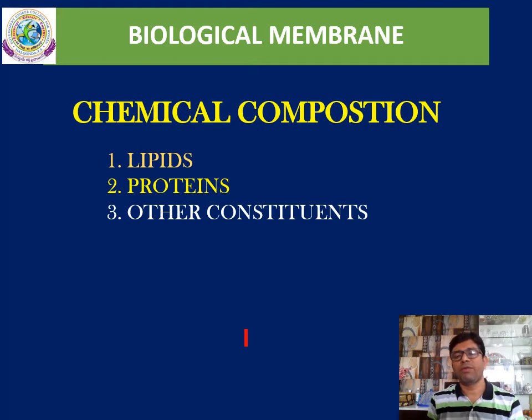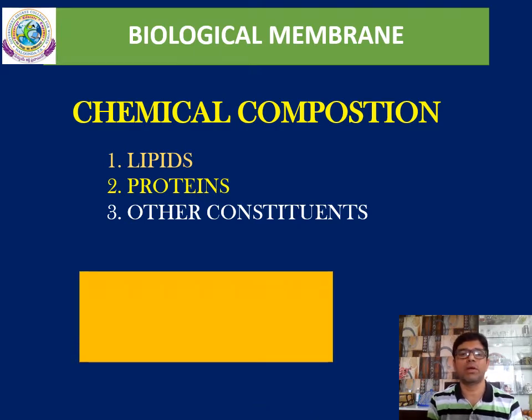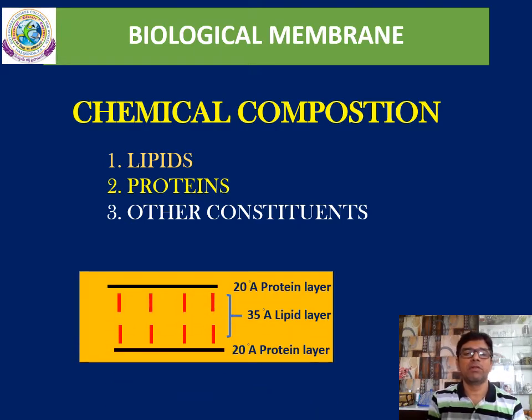The thickness of this sheet measures about 75 angstroms. Here you can see in the picture, this is the layer of plasma membrane of about 75 angstroms in thickness. Plasma membrane consists of three layers. Lipid bilayer is present at the middle of the plasma membrane. On either side of the lipid bilayer, two protein layers are also present.